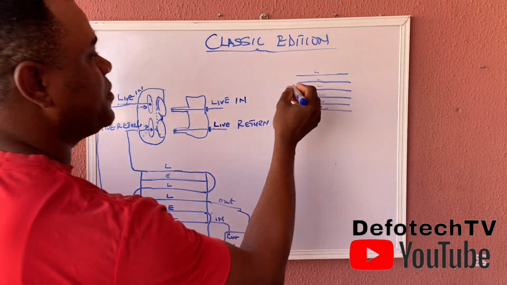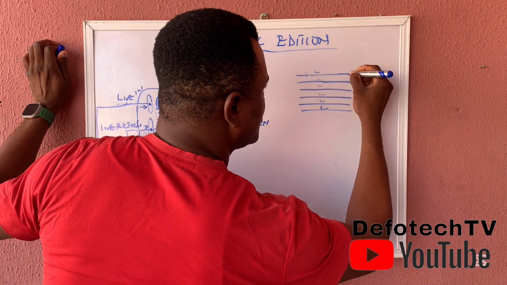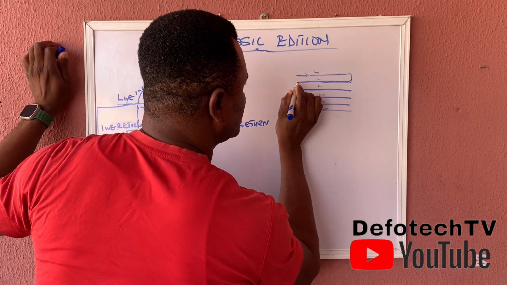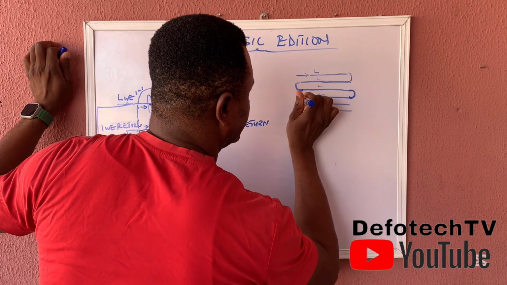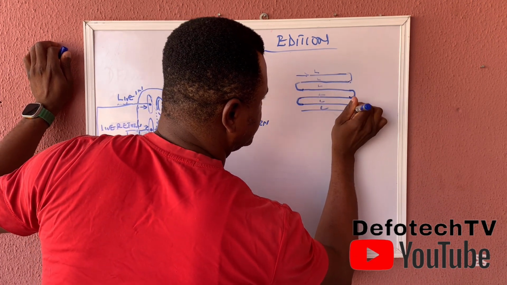Now, let's assume this is the in here. Goes from here to this one. Pardon my marker. It's just failing.